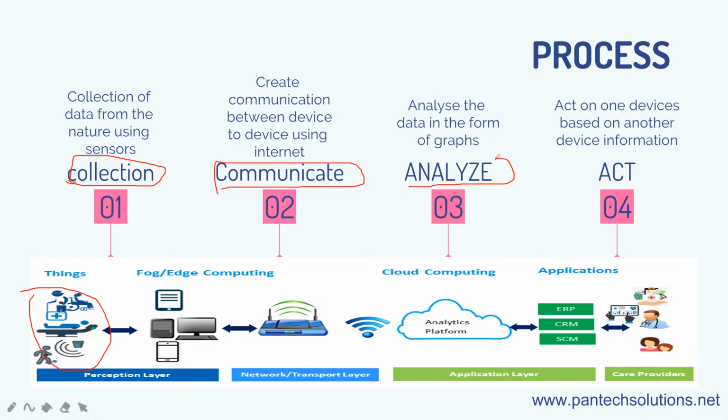For example, how much the temperature is, or how much the prediction value is. Using some graphs we will analyze the data set. That is the third part, and after the third we will act. Using some applications we can act according to the trained model. This is the process we are going to see.